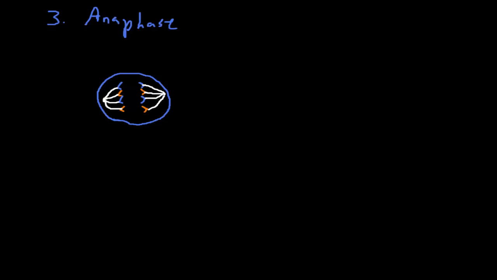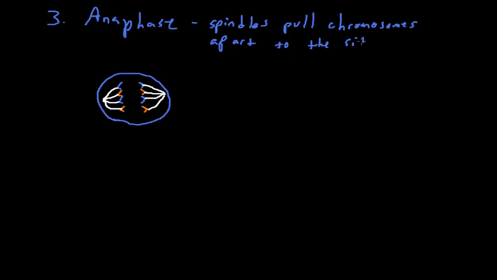All right, so during anaphase, the spindles pull chromosomes apart to the sides of the cell. Okay, so it's pulling these chromosomes in the cell apart, one to each side of the cell.